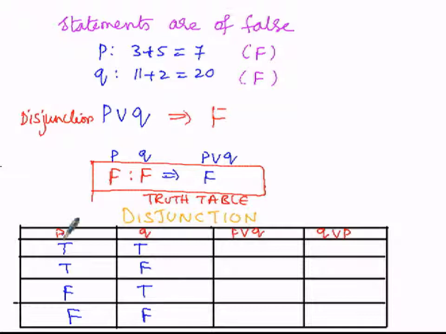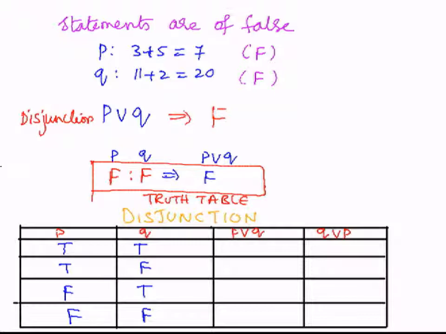So there are four possibilities. In the first possibility, when the first statement, that is P, is true and the second statement also is true. And in the second case, if the first statement is true, then the second statement may be false. In the third possibility, if the first statement is false, the second statement will be true. In the fourth case, if P, the first statement, is false, then the Q also may be false. There are four possibilities. So here true, true, true, false, false, true and false, false.